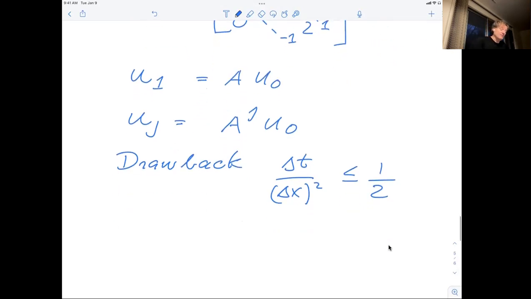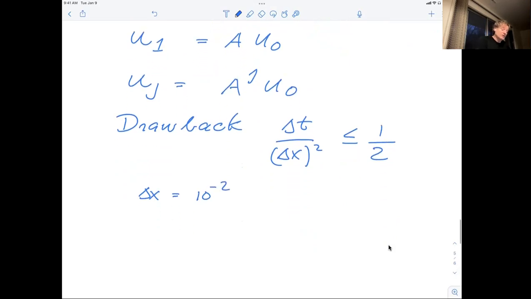So that means clearly that if you choose a very small delta x, suppose delta x is 10 to the minus 2 here, then delta t becomes very small. It has to be smaller than or equal to a half times 10 to the minus 2 squared. Sorry. So let me just rewrite this one.